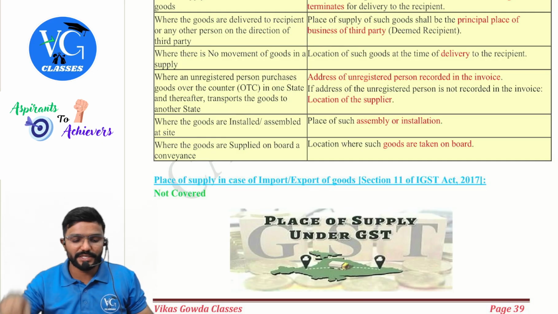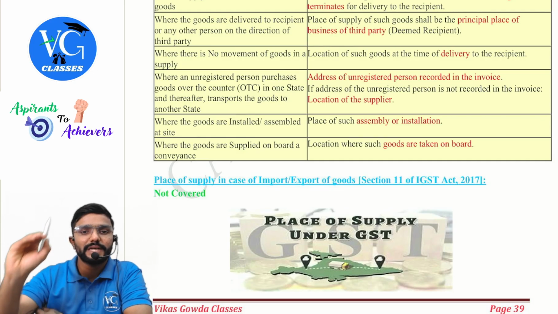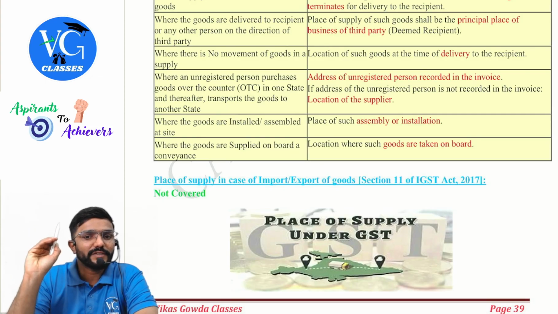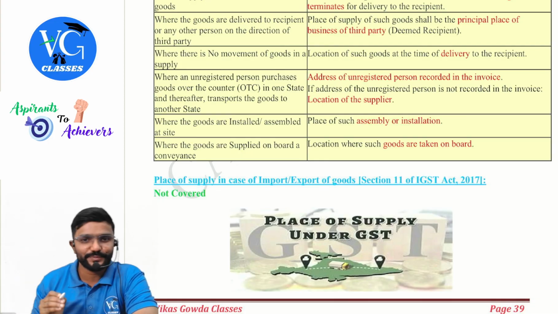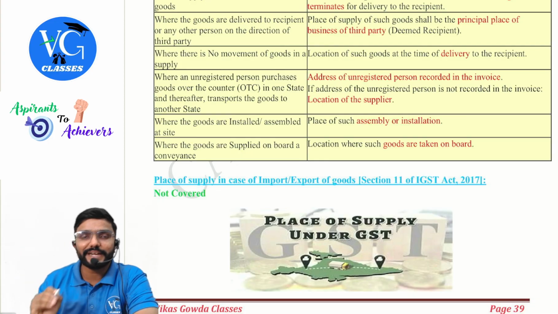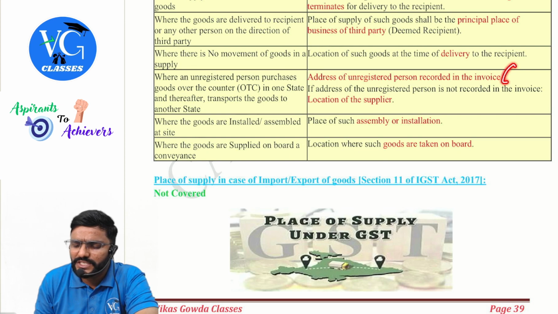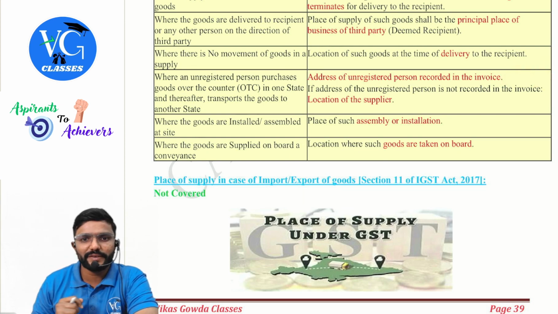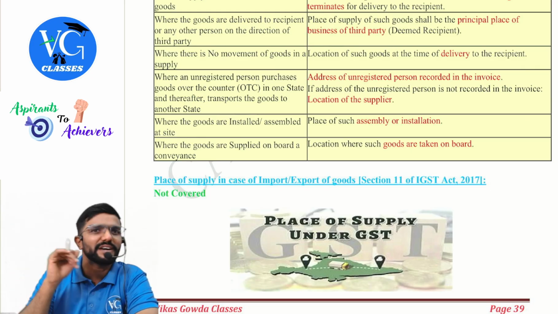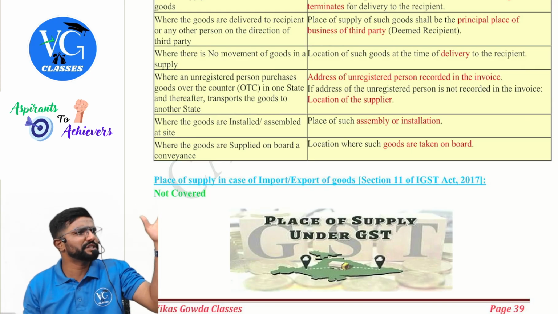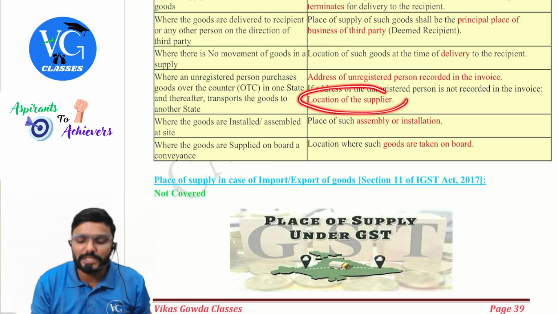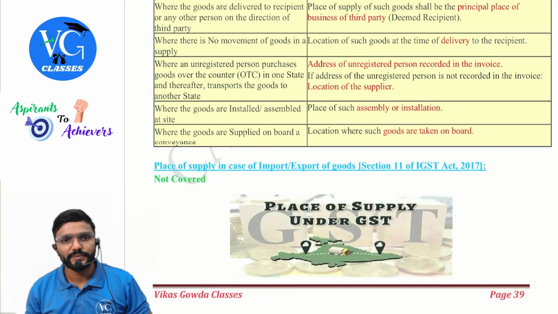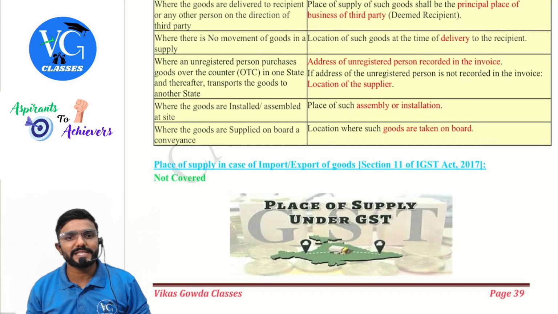Where the unregistered person purchases the goods over the counter in one state and thereafter transports the goods to another state, and the address of the unregistered person is recorded in the invoice, even if just the state name is given, it is enough, guys. Full address need not be given. If the address of the unregistered person is not recorded in the invoice, not even the state name, nothing is mentioned about the recipient, then what would be the place of supply? Location of supply.